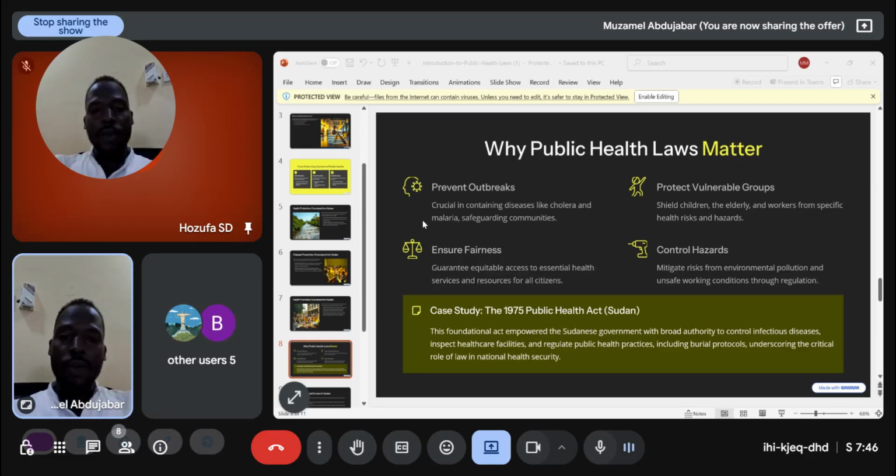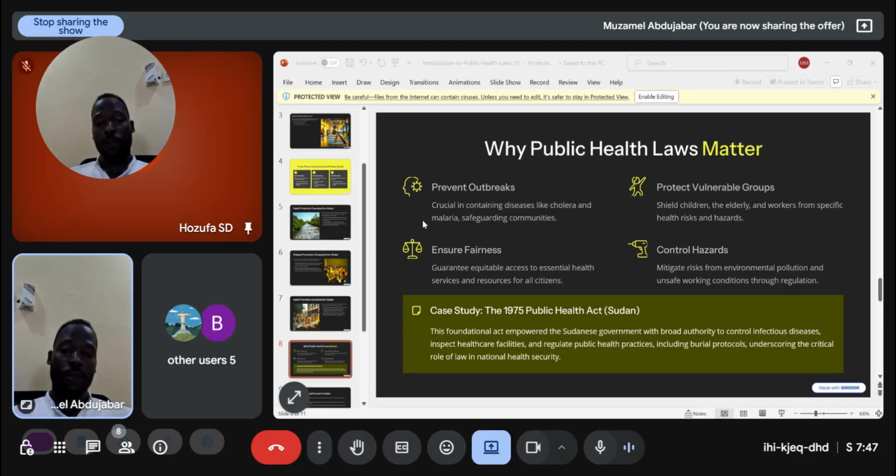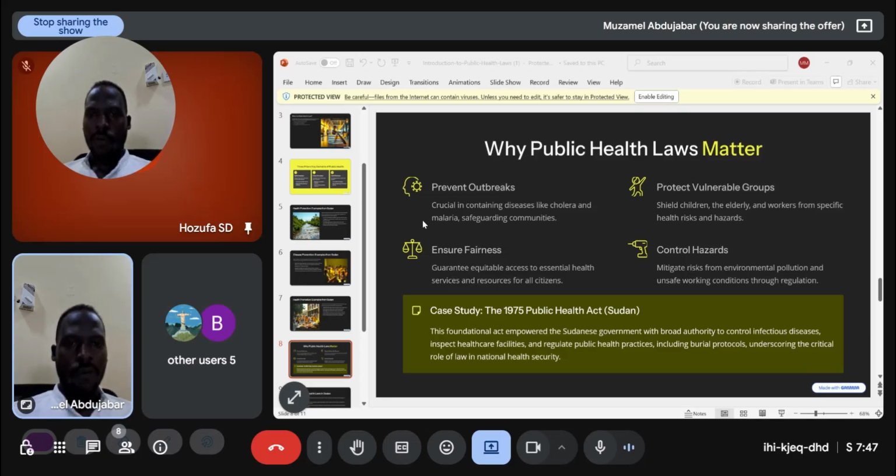Ensure fairness, guaranteeing equitable and accessible essential health services and resources for all citizens. Last one, control hazards, mitigating the risk from environmental pollution and unsafe working conditions. This is why public health law is important: prevent outbreaks, protect vulnerable groups, ensure fairness, and lastly, control hazards.